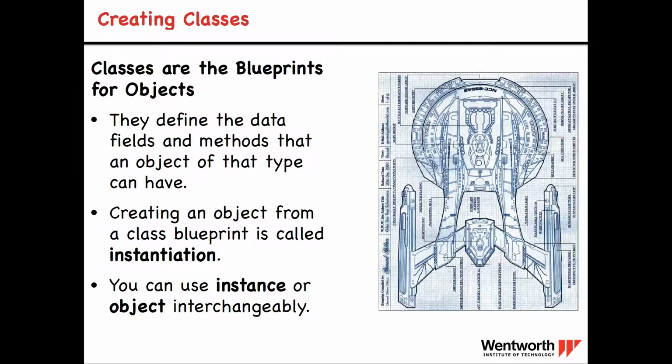If you see something where someone talks about the instance of a class or an object of a class, those mean the same thing. So when I create an object from a class blueprint, think of that object as the physical thing. So I know what a card should be. That's the class. When I actually instantiate a card object, that's the object. So just like the blueprints here of our starship, I can have something that defines what the starship is. But it's not until I actually build it that I actually have an object of that starship.